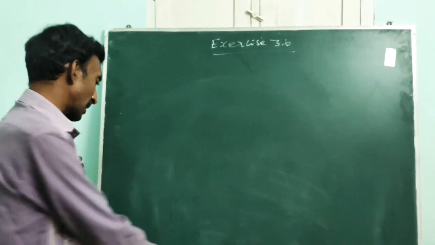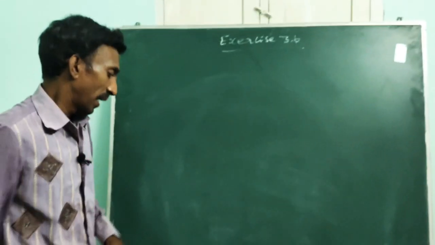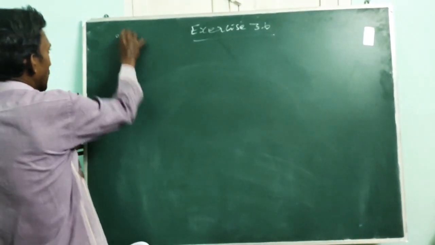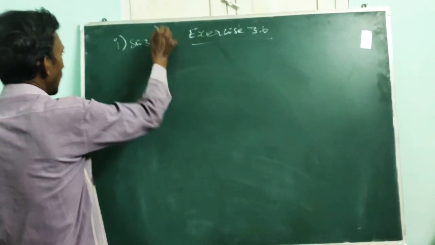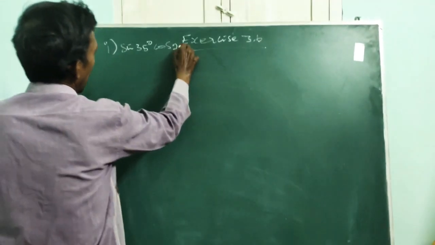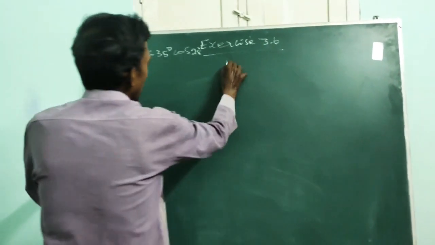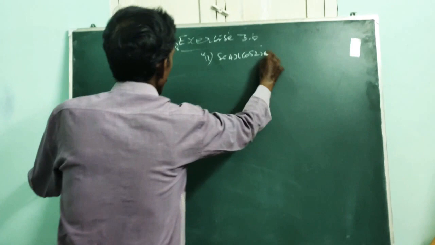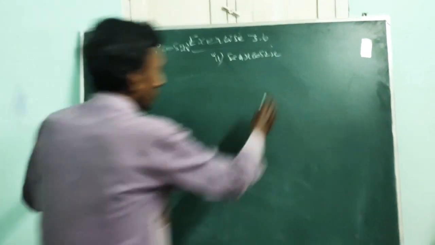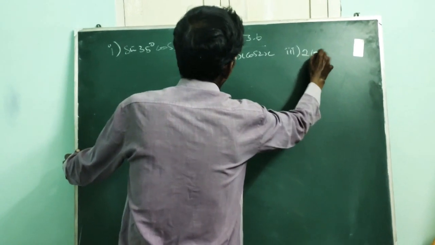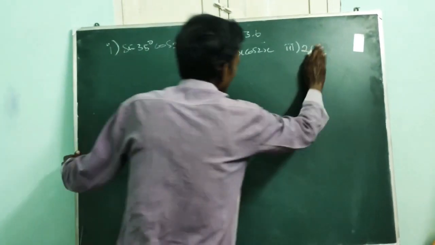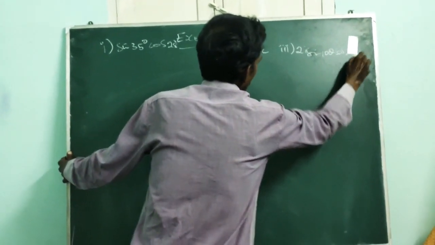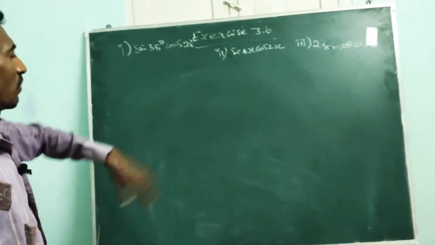Question number 1 in exercise 3.6: express each of the following as sum or difference. First subdivision, sin 35 degrees cos 28 degrees. Second subdivision, sin 4x cos 2x. Third one, 2 sin 10 theta cos 2 theta. So there are 5 subdivisions. Let me solve the first 3.